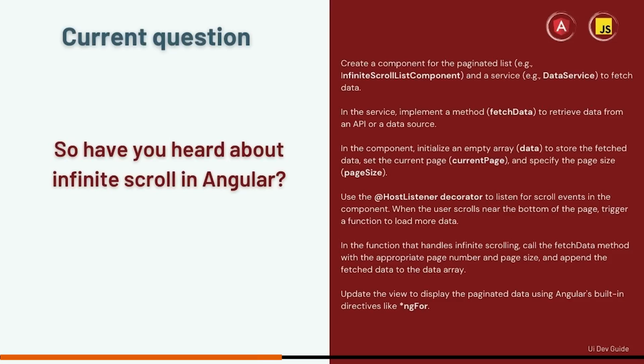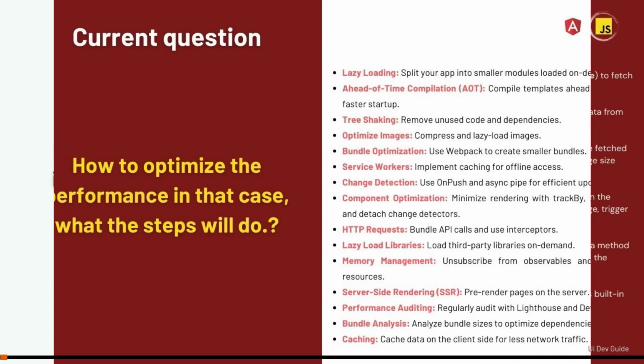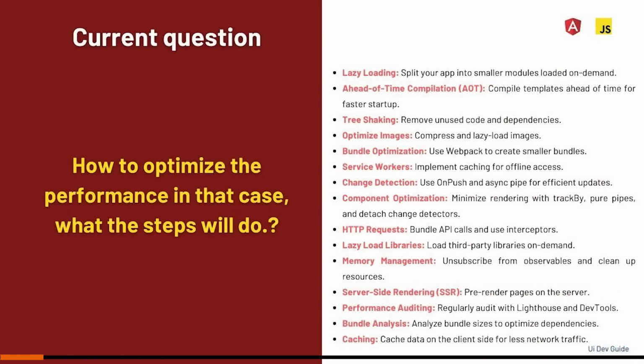Okay, fine. If your project is lagging, taking too much time to load in the DOM, and taking too much size in the main.js bundle file, how will you check that and reduce the load time? How do you optimize the performance in that case? What steps do you take?